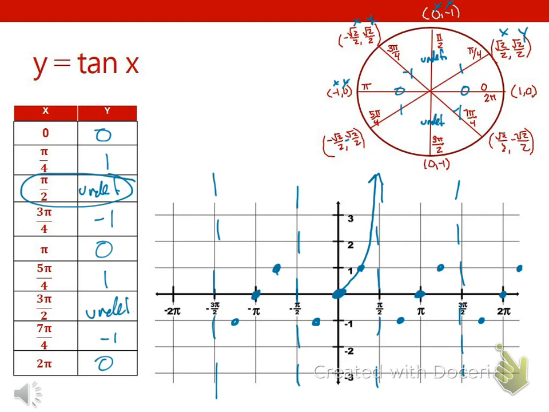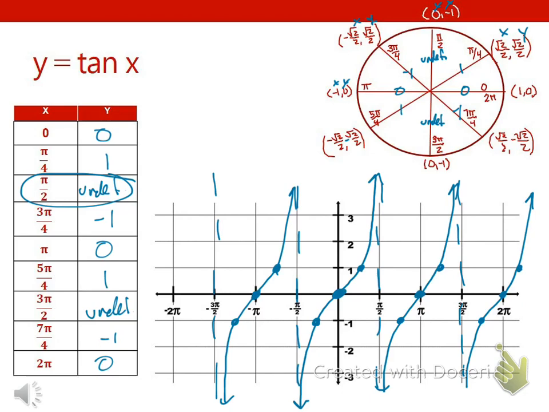And you could do the same thing the other way, but what you're going to find is your values get really, really small the closer you get to negative pi over 2. And so our graph looks like that. And you can repeat this pattern all the way. And so it creates our tangent graph.